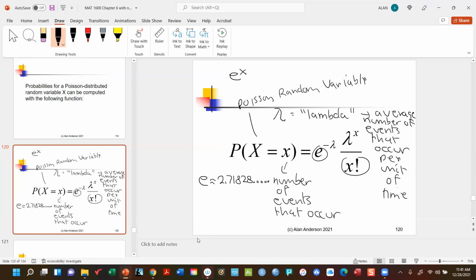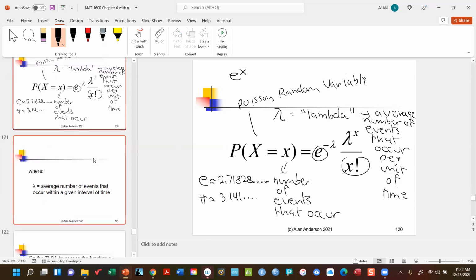And so in a lot of ways, it's like pi. Pi is approximately 3.141, et cetera, et cetera. Very strange number, but it shows up a lot in trigonometry, as you know. E shows up a lot in other types of applications, including finance. So it's a very important number. Anyway, so that's our basic formula for calculating Poisson probabilities.